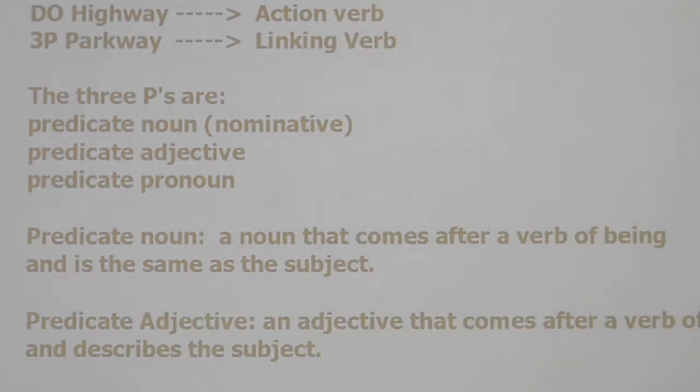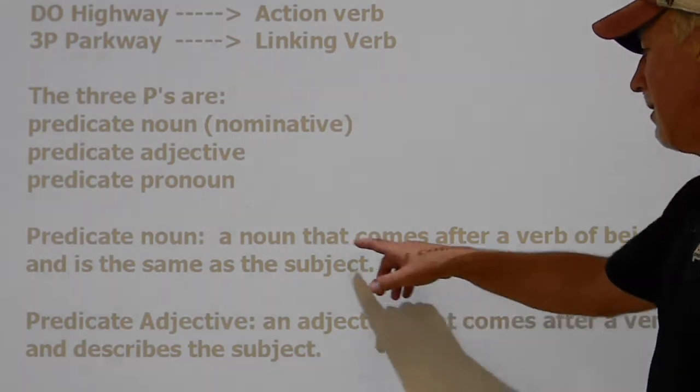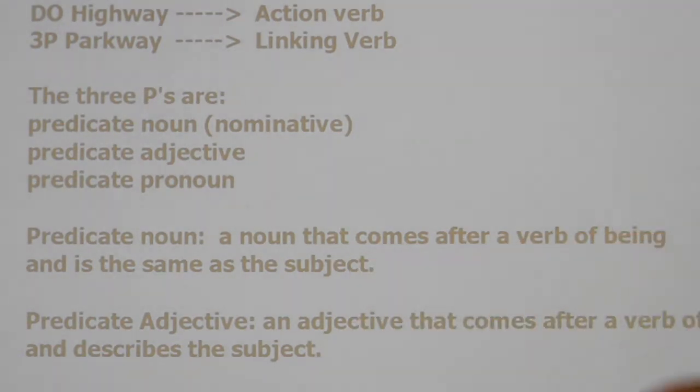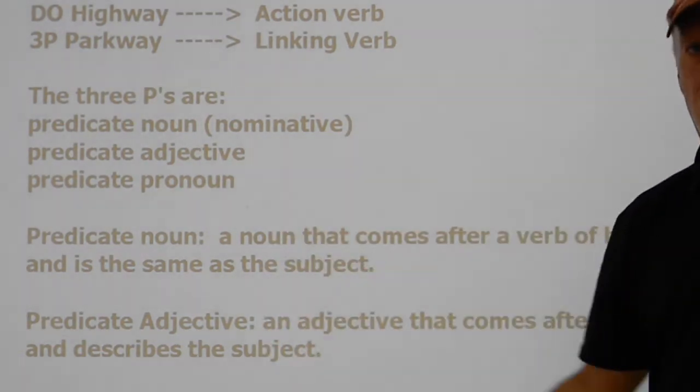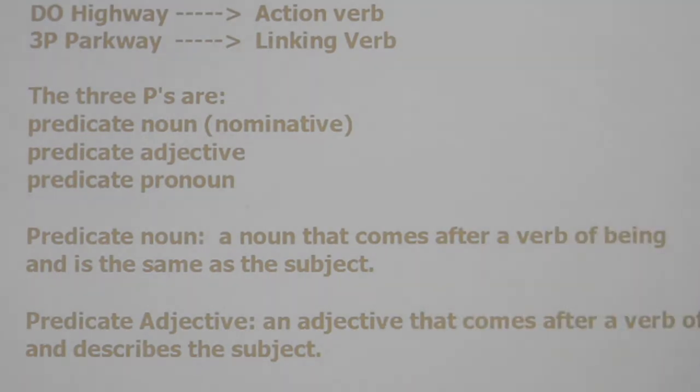Predicate noun: a noun that comes after a verb of being and is the same as the subject. Predicate adjective: an adjective that comes after a verb of being and describes the subject. Predicate pronoun: a pronoun that comes after a verb of being and is the same as the subject. The key words in these definitions are "comes after a verb of being." All of these 3 P's come after the verb of being, not before it, after it. All right, I'm going to give you a sentence and show you what I mean.